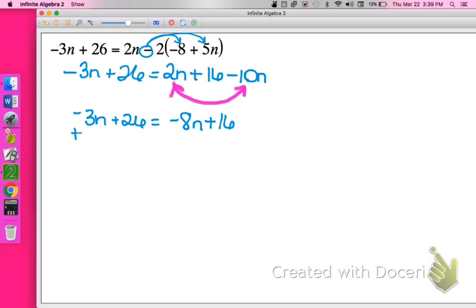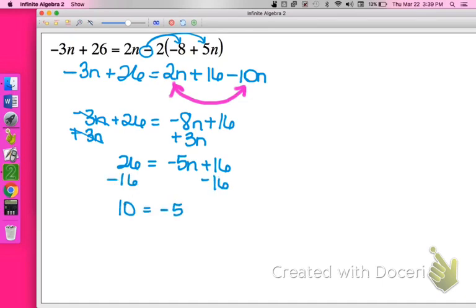positive, because when you take their opposite, it's going to make things positive. So in this case, what I did was I added 3n to both sides, golden rule. It removed the 3n off of the left, and simplified, I have this equation here. Now what I want to do is pull this 16 over to the left. So I'm going to inverse the positive, change that to minus, and I get 10.